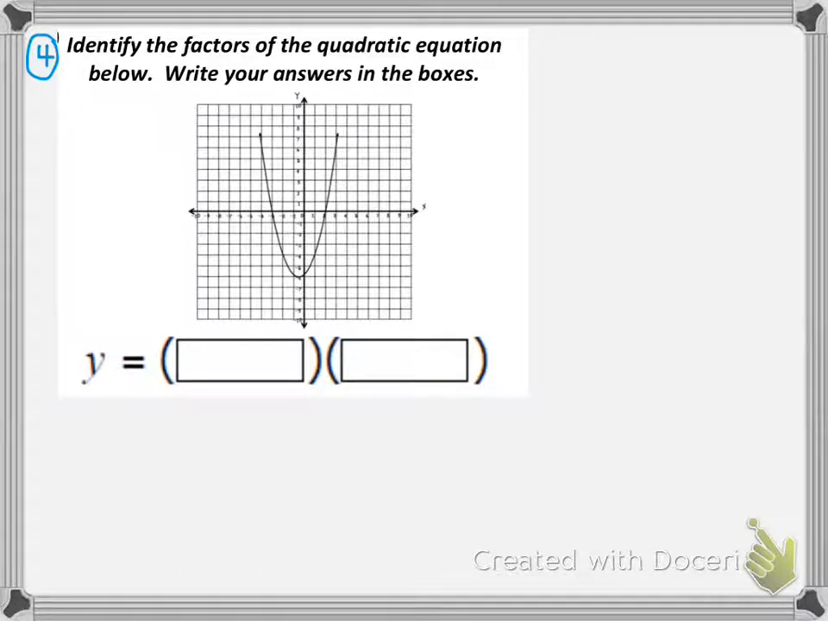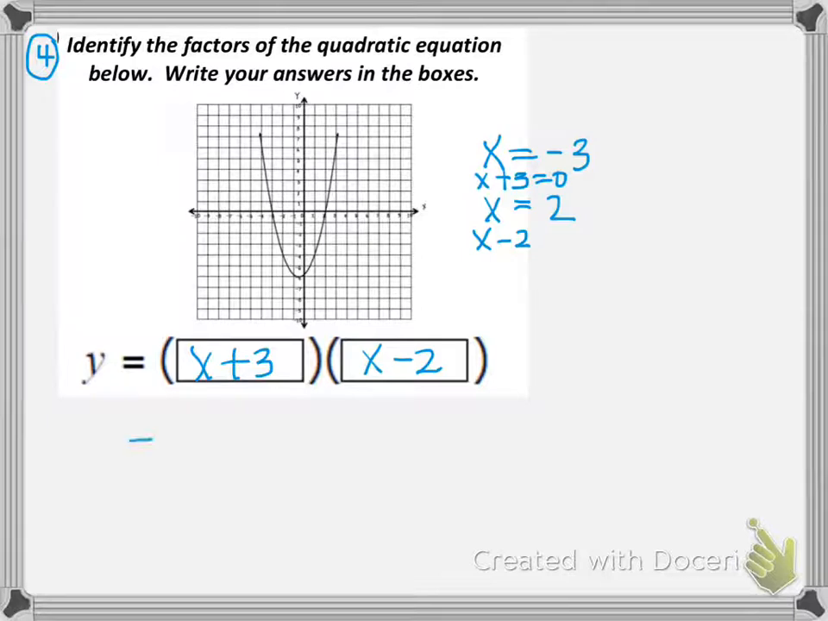Identify the factors of the quadratic equation below. Write your answers in the boxes. Okay? So that's a negative 1, negative 2, negative 3. So one of my x-intercepts would be at negative 3, and the other one here is going to be at x is equal to 2. Okay, so remember, you move it over, and move it over. So 1 is going to be x plus 3, and 1 is going to be x minus 2. Okay? But if we wanted to write it in standard form, we would have to multiply this out.